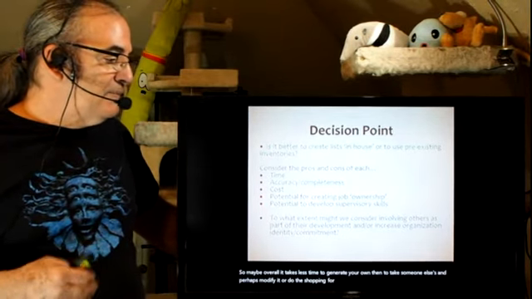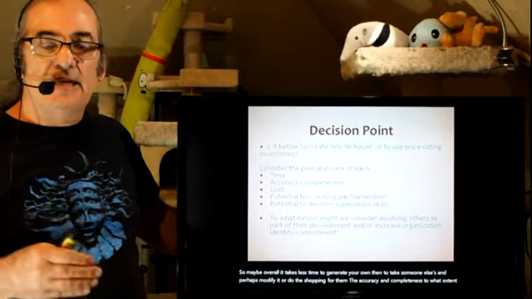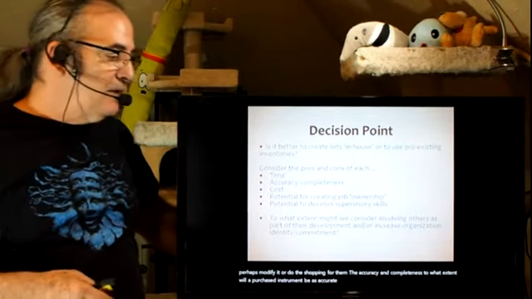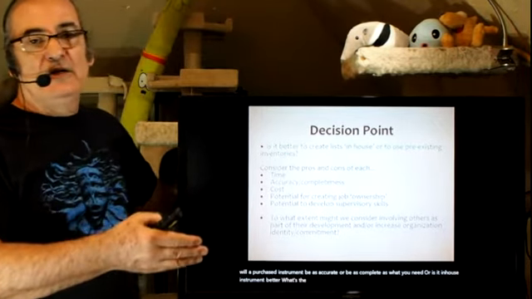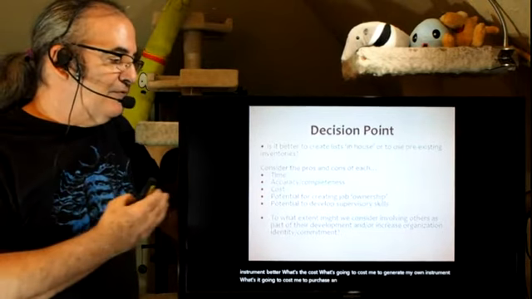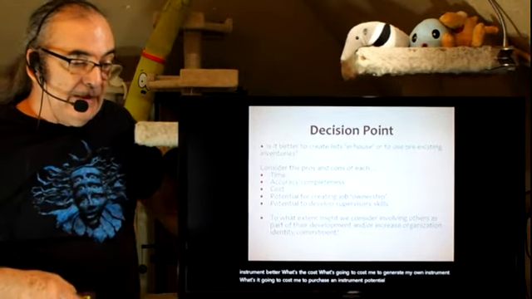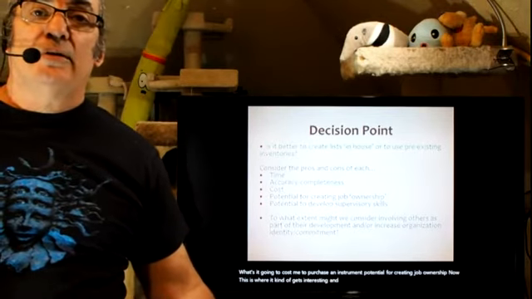The accuracy and completeness. To what extent will a purchased instrument be as accurate or as complete as what you need, or is an in-house instrument better? What's the cost? What's it going to cost me to generate my own instrument? What's it going to cost me to purchase an instrument? Potential for creating job ownership. Now, this is where it kind of gets interesting and builds to self-type qualities.